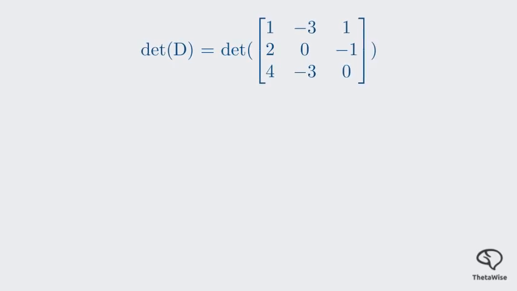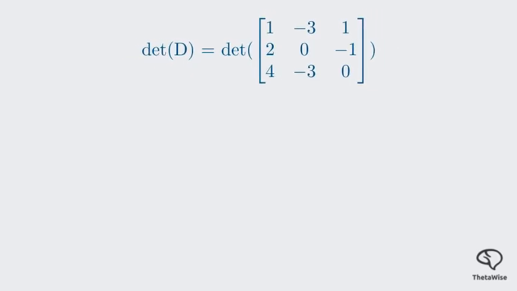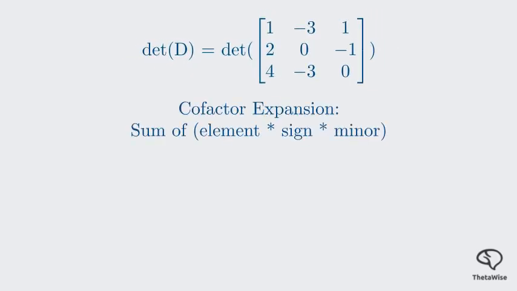The next step is to calculate the determinant of matrix D. Here is our matrix D. To find its determinant, we will use cofactor expansion along the second row because it contains a 0, which simplifies our calculation. The formula for cofactor expansion is the sum of each element in the row or column times its cofactor. This means we take each element, multiply it by its sign, plus or minus, and then multiply that by the determinant of the submatrix that remains when we cover the element's row and column. The alternating sign pattern starts with a plus. So for the second row, the signs are minus, plus, minus.